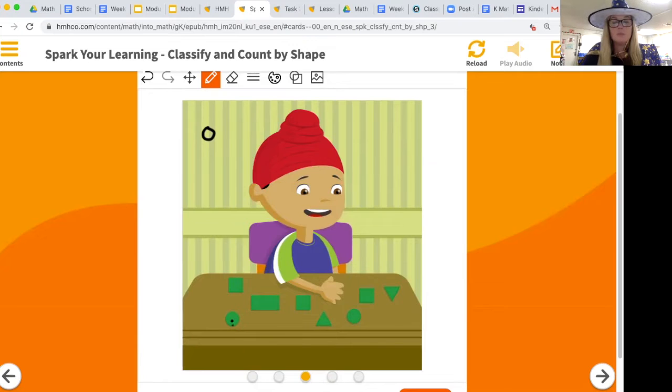1. Oh, there's another one. Where? Oh, you're right. 2. 2 circles. 2 circles. Okay, how about squares? What about this one? You're right, it's not a square. How many squares are there? 3 squares.